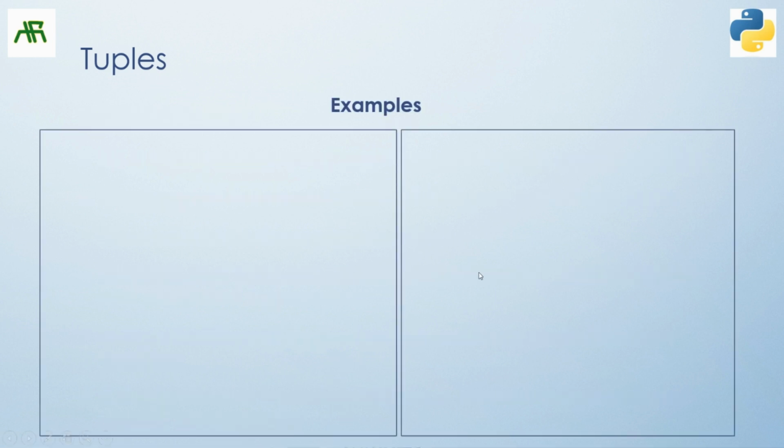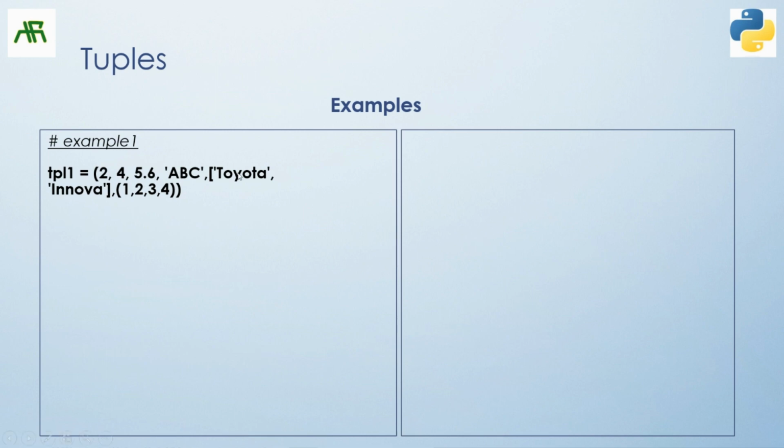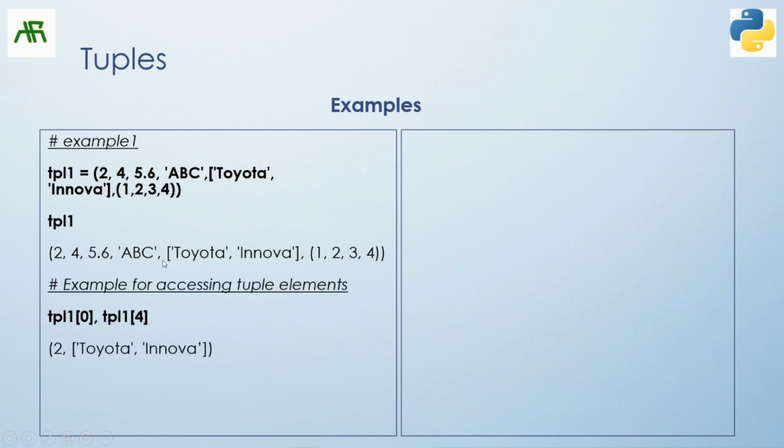We'll see some examples. I'm defining a tuple here, tpl1, with some numbers, a string, a list item, and a tuple itself. And I'm printing the same tuple. I get all the values or elements of the tuple printed here. Example for accessing tuple elements. If you want to access a particular element or set of elements, I have to define as such. Say for example, I'm printing the tuple element with index 0 and the tuple element with index 4. Appropriately, we are getting the values of elements at index positions 0 and 4 here.